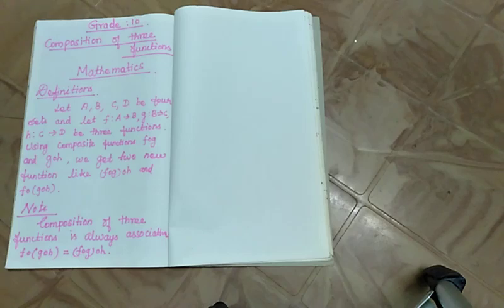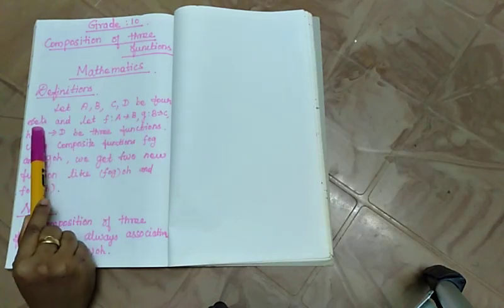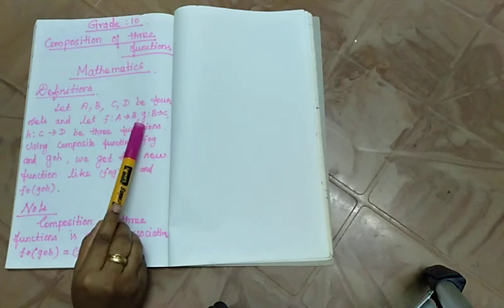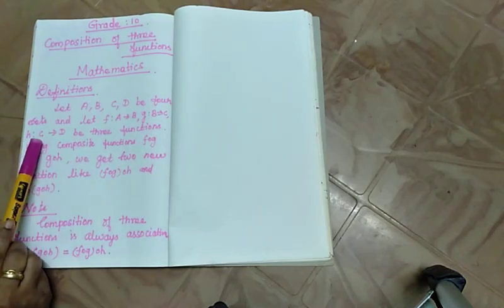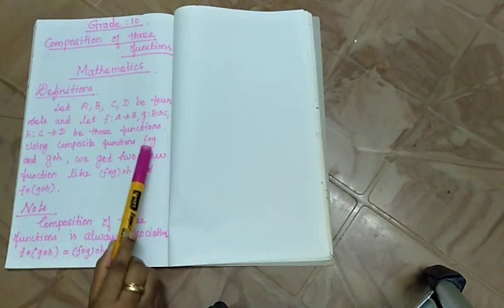Let's see the definition first of all, then we'll go over the problems. So as per 2 functions, how many sets will we be taking? Here 3 functions, so we need how many sets? 4. So let A, B, C and D be 4 sets. Using 4 sets, how many functions? 3 functions: f from A to B, g from B to C and h from C to D be the 3 functions.